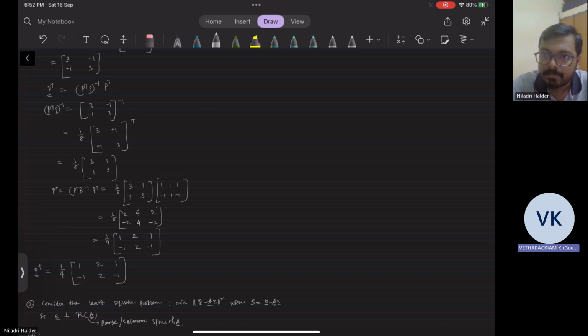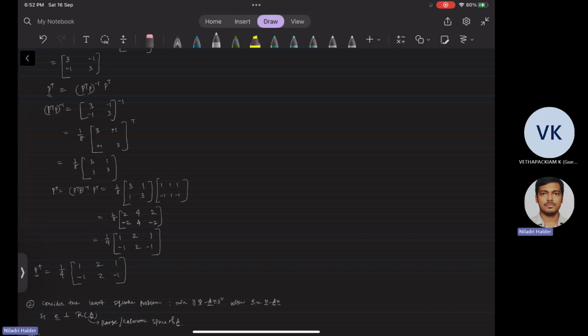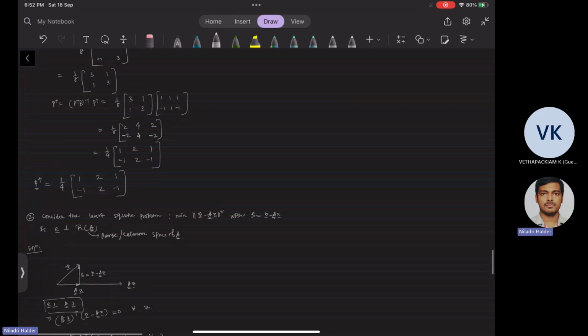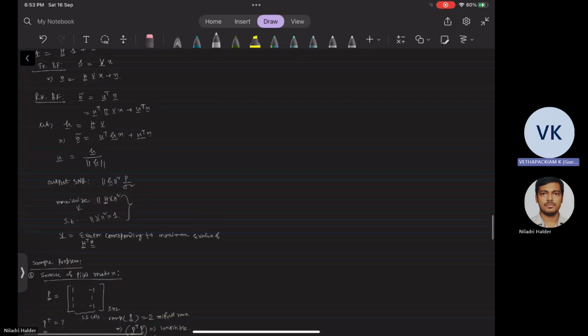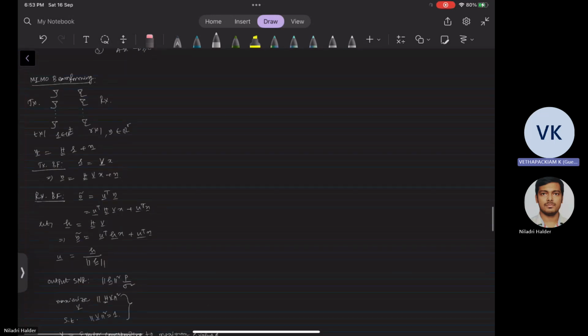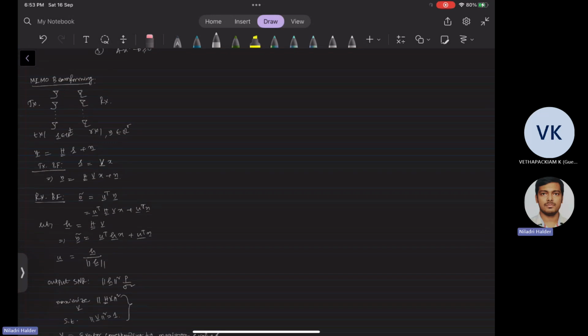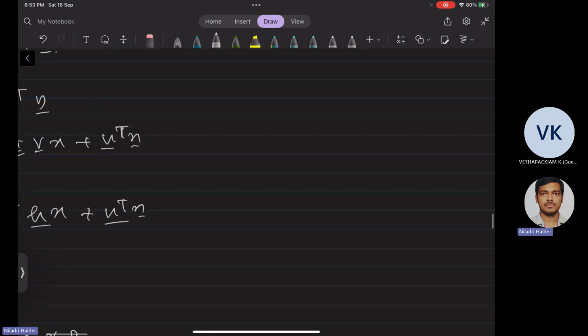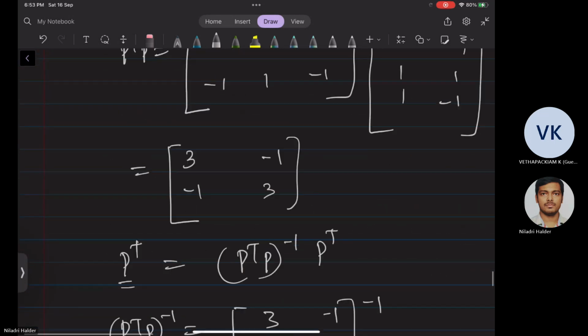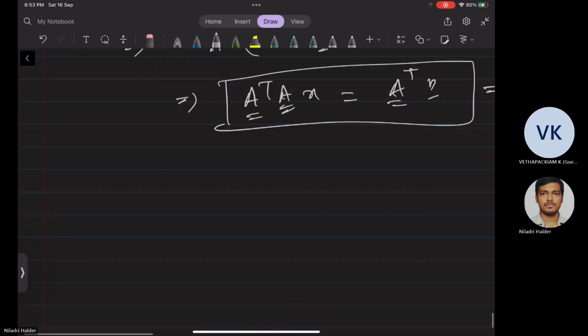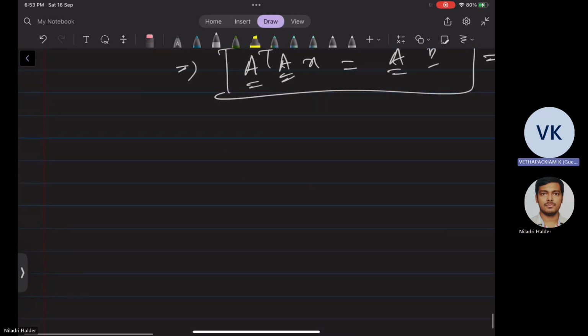Sir, how to find the channel estimator H matrix, sir? How to find the H matrix? Okay. X is given, Y is given, then how to find the channel estimator? Okay, okay. Please explain with the example.